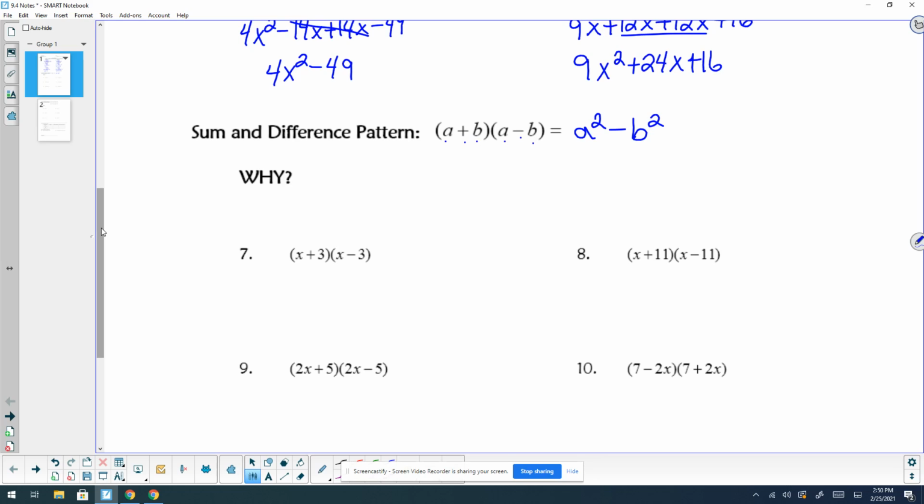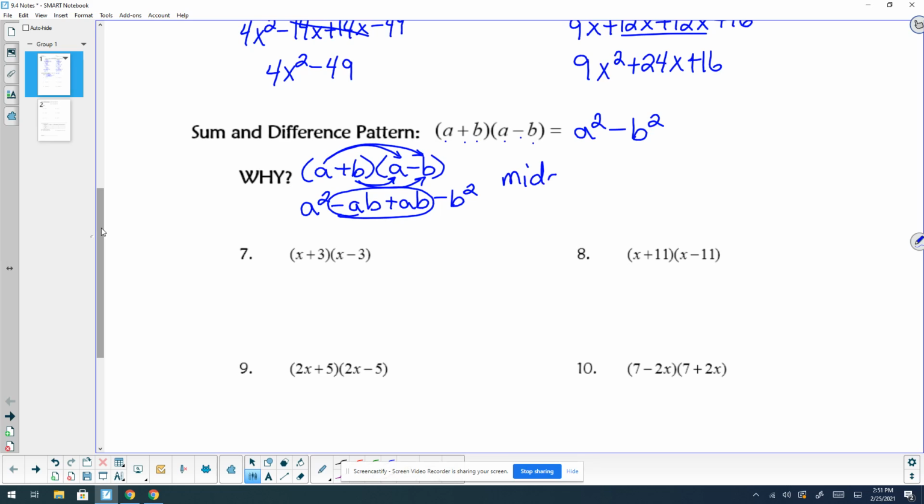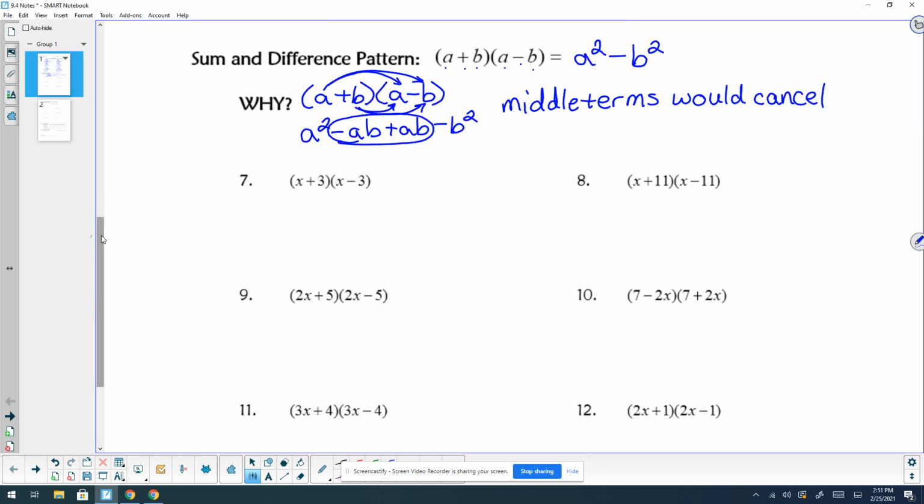If I were to use FOIL, a plus b times a minus b, I'd end up with a squared. Then I would end up with negative ab. Then I would end up with positive ab. And then negative b squared. Our middle terms here are always opposites when I have that pattern. So since those are opposites, my middle terms would always cancel. Meaning that if I know that, I don't have to write out what my double distribution problem would multiply into and then cancel the middle terms. I just know they would go away.